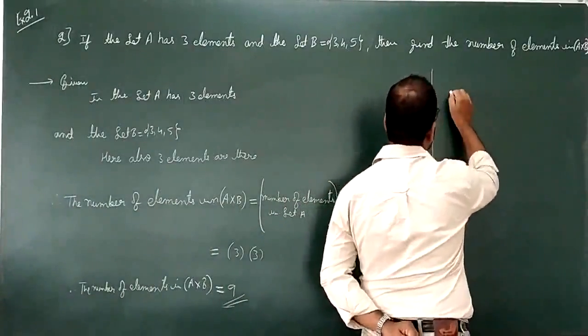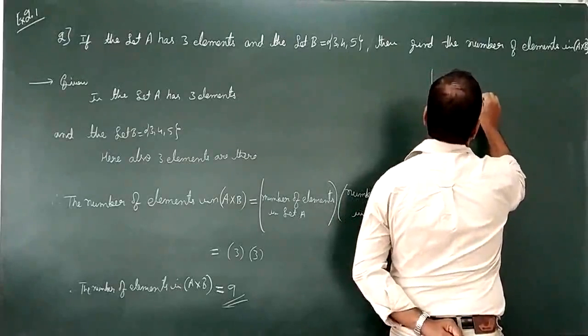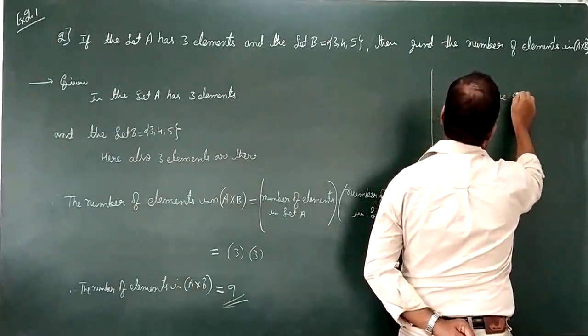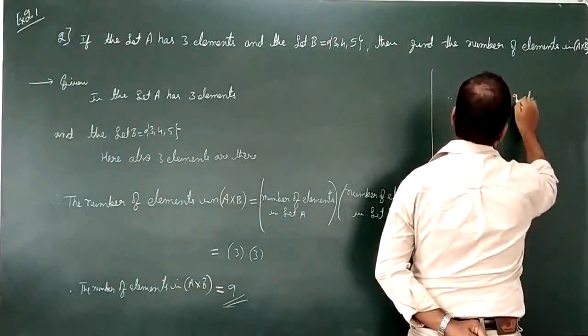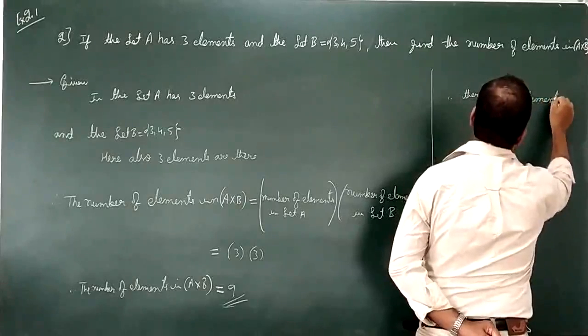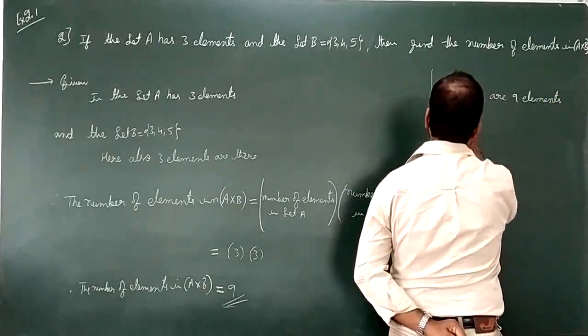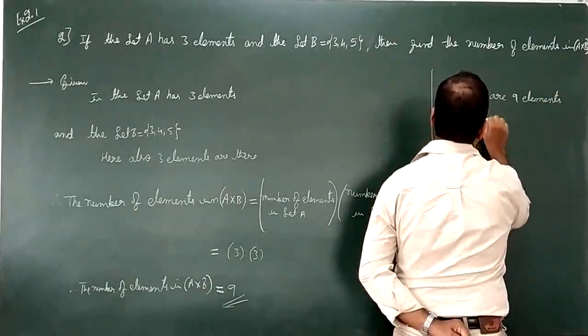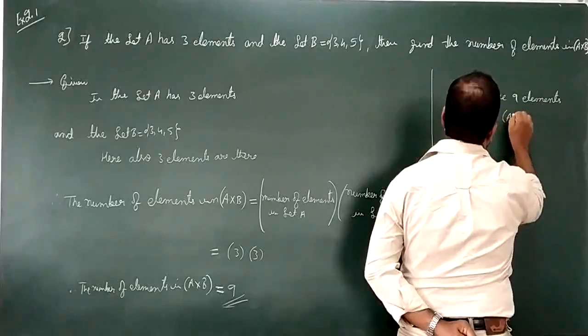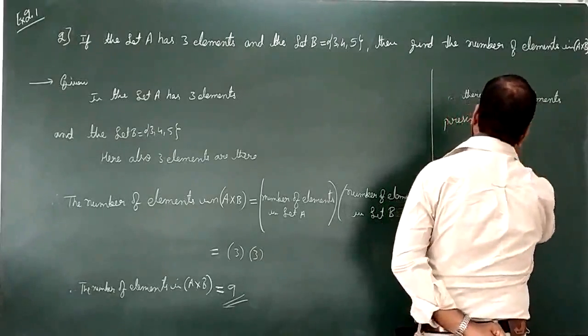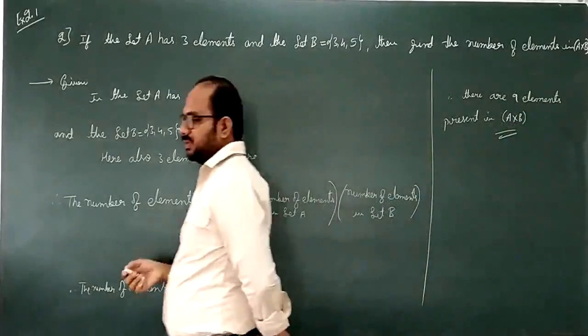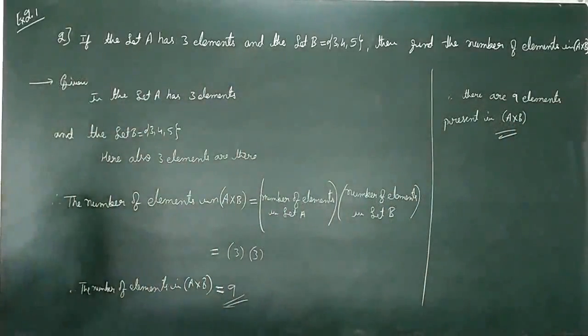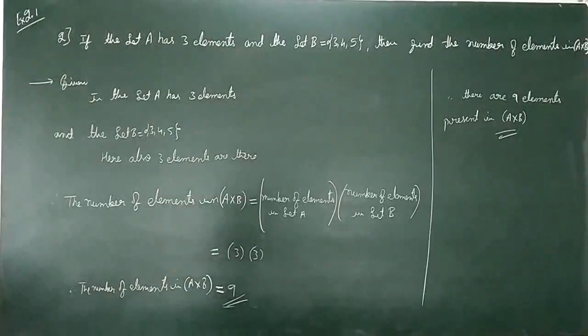Write down. Finally, therefore, there are 9 elements present in the Cartesian product of A and B. This is the required solution. Write down.